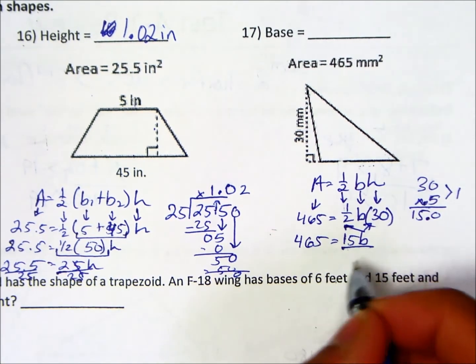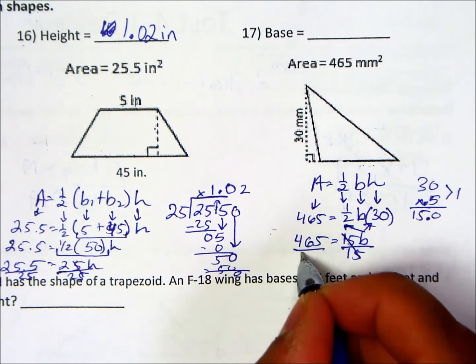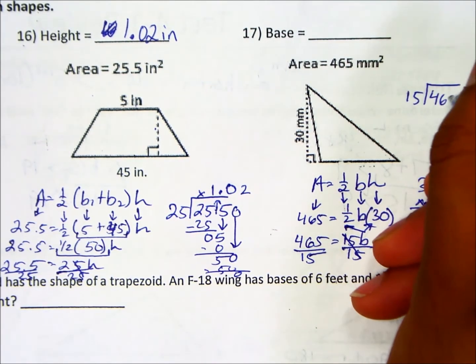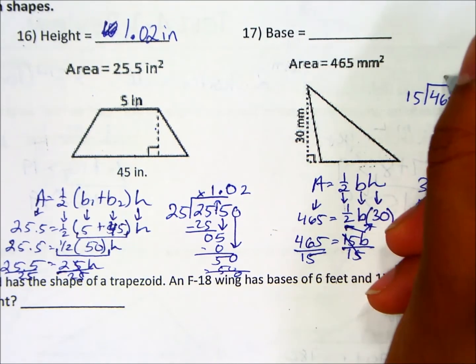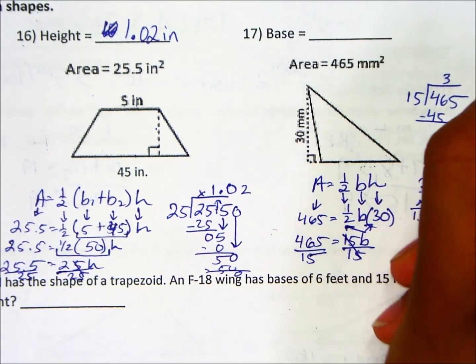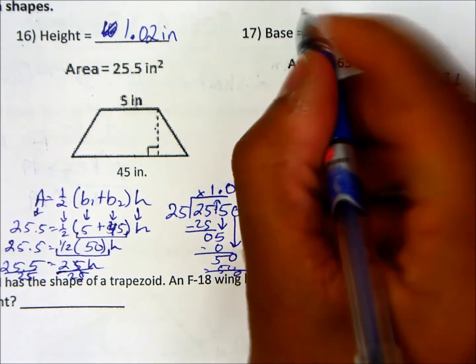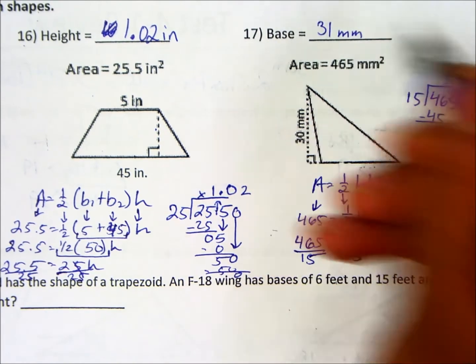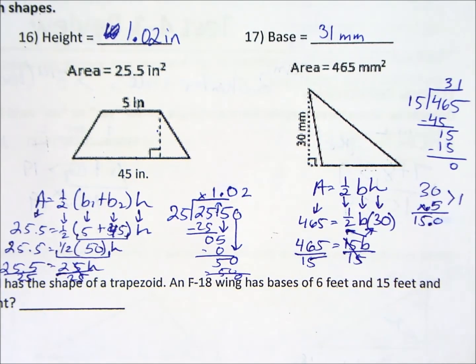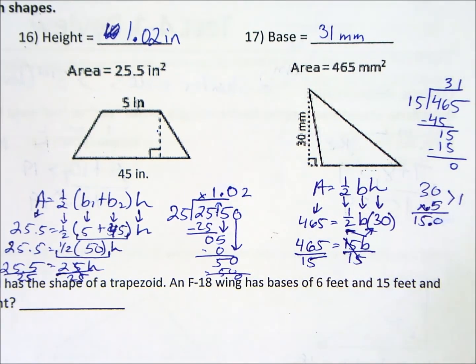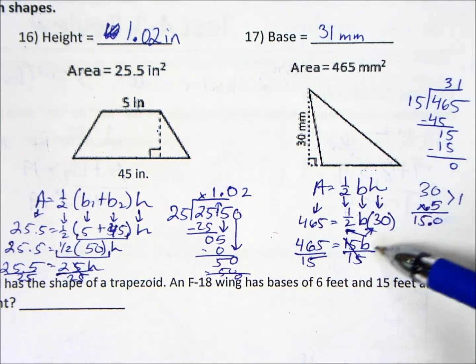To get b by itself, divide each side by 15. Okay, so 15 into 465. 15 goes in there 3 times, almost perfect. Then it goes in there 1 whole time. So 31 millimeters is the length of my base. Take it step by step. It looks like a lot of work, but rewind it and watch it one more time how I did it. If you're getting confused, just look at it a few times and look how I'm plugging everything in. Working it out step by step.